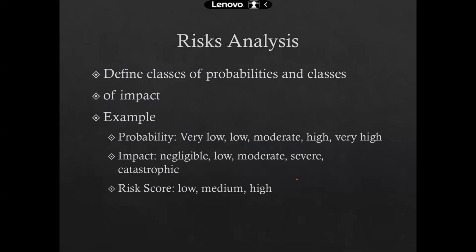First, we are going to define the classes of the probabilities and impact. For example, the probability may be very low, low, moderate, high, or very high, and the impact can be negligible, low, moderate, and severe. The risk score would be low, medium, and high, as I discussed earlier.